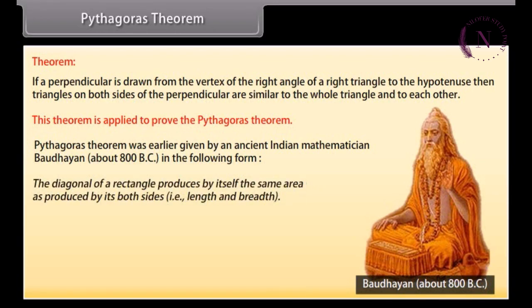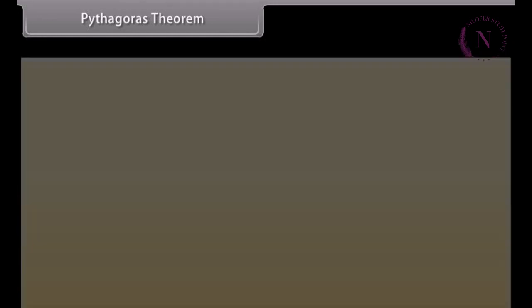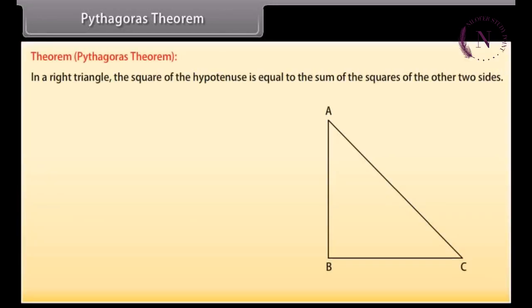The diagonal of a rectangle produces by itself the same area as produced by both its sides, that is, length and breadth. This theorem is sometimes also referred to as the Baudhayana theorem. In a right triangle, the square of the hypotenuse is equal to the sum of the squares of the other two sides. Let us prove this theorem.